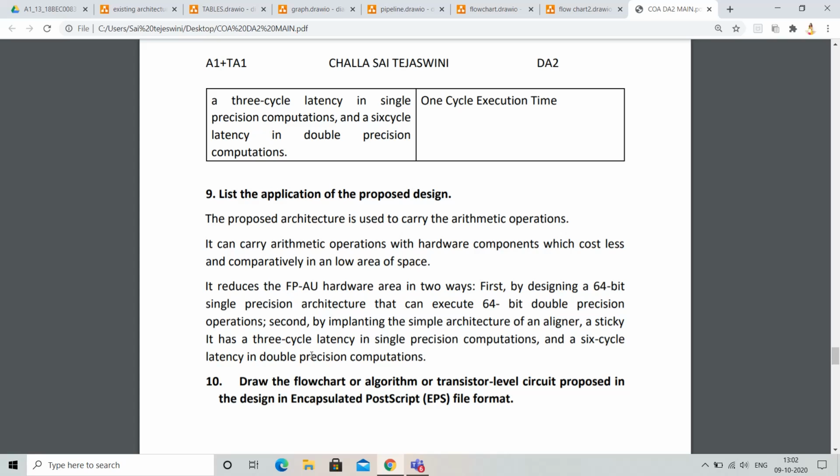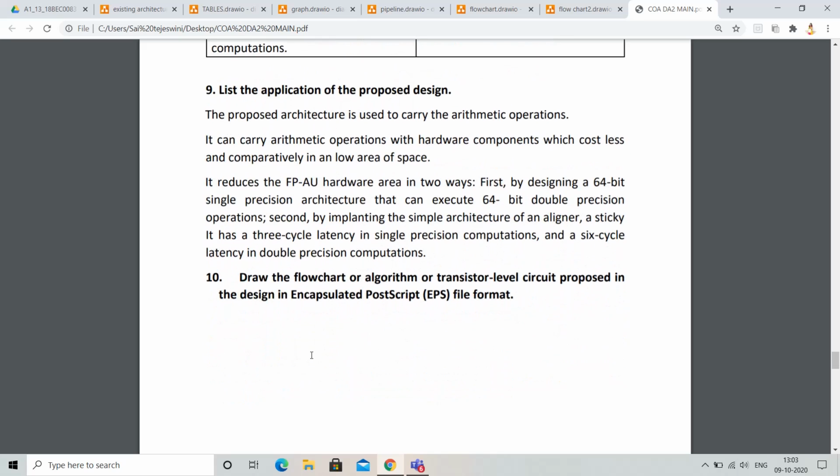It reduces the floating point arithmetic unit hardware area in 2 ways. First, by designing a 32-bit single precision architecture that can execute 64-bit double precision operation. Second, by implementing this simple architecture of an aligner and sticky operations. It has 3 cycle latency in single precision computations and 6 cycle latency in double precision computation.